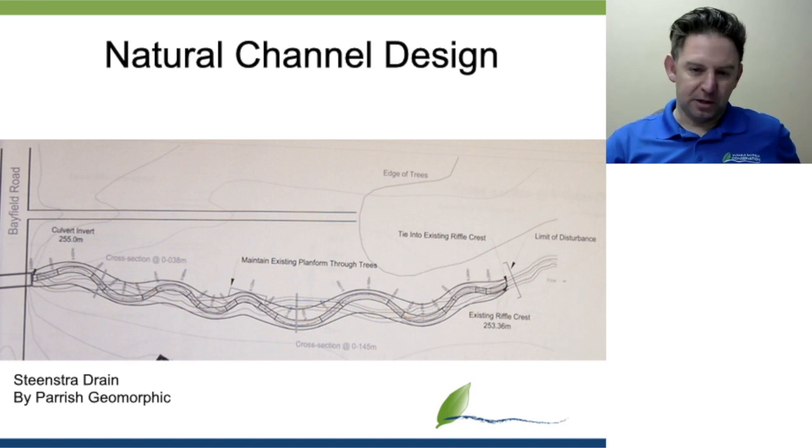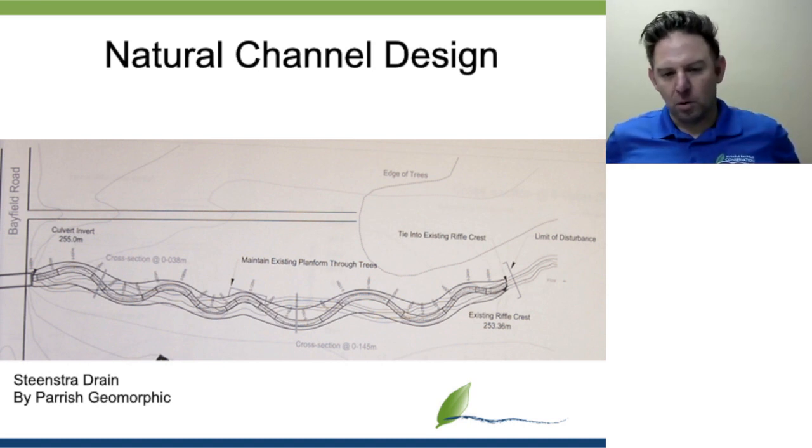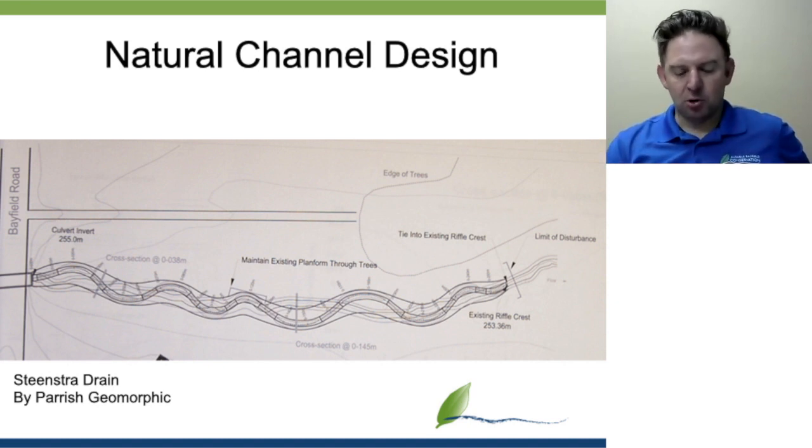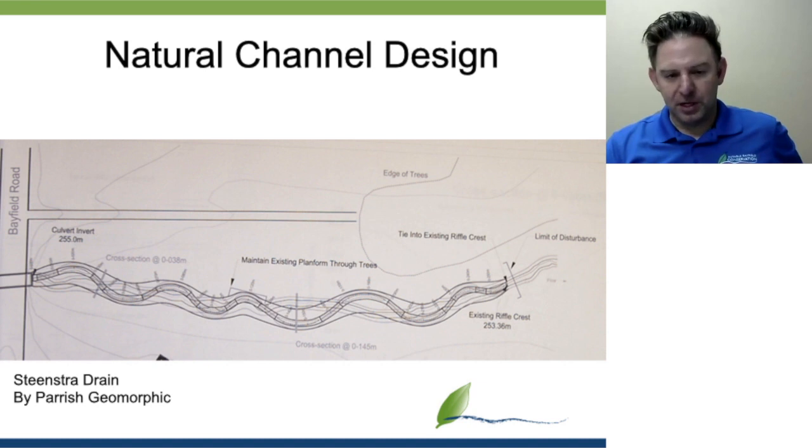So in a natural channel design, you can look at a lot of things. It can be structures, it can be channel form. The design here is just trying to incorporate as many natural features as possible into the drain: riffles, pools, floodplain areas, things like that. So it's done really well. It's a great example of a project that has held up. It's been over 15 years that this drain's been in place, and it has had no requirement for maintenance since.